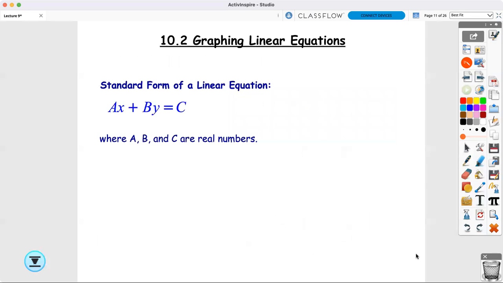So we finished the first lesson, right? The first one was just about graphing points and knowing the graphs. Now we're going to talk about graphing linear equations. Go ahead, and I'll give you about a minute on this slide.